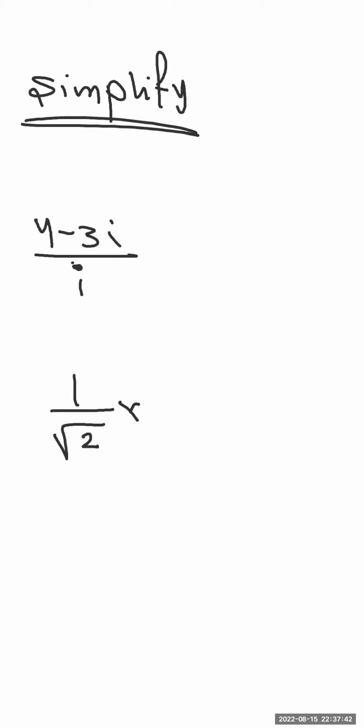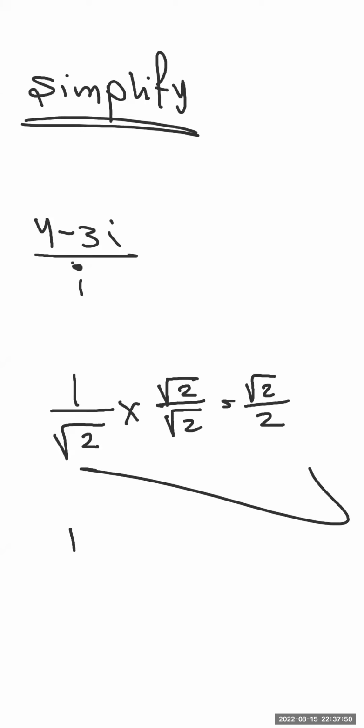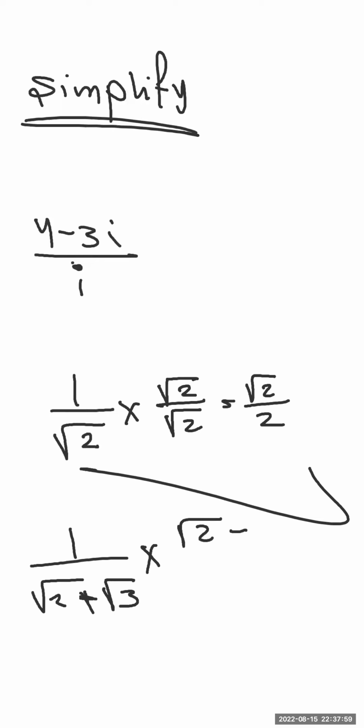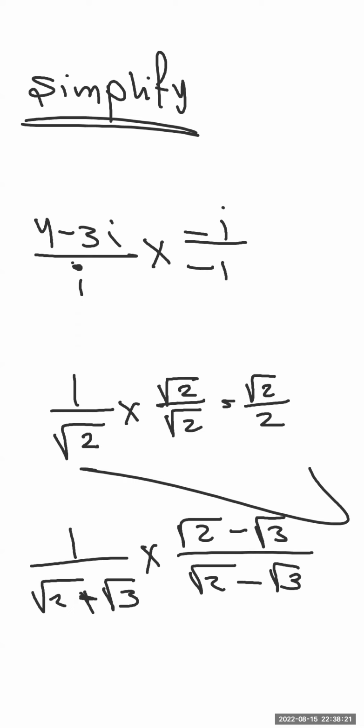How? It was times the conjugate, which means the square root of 2 over 2. But if it was like that, square root of 2 plus square root of 3, we are going to multiply by square root of 2 minus square root of 3 over square root of 2 minus square root of 3. The same concept is here also. To simplify the complex numbers, multiply the fraction by the conjugate of the denominator. Okay, the denominator is i, so the conjugate is negative i, of course. So multiply this one by negative i over negative i and continue. Clear this one.